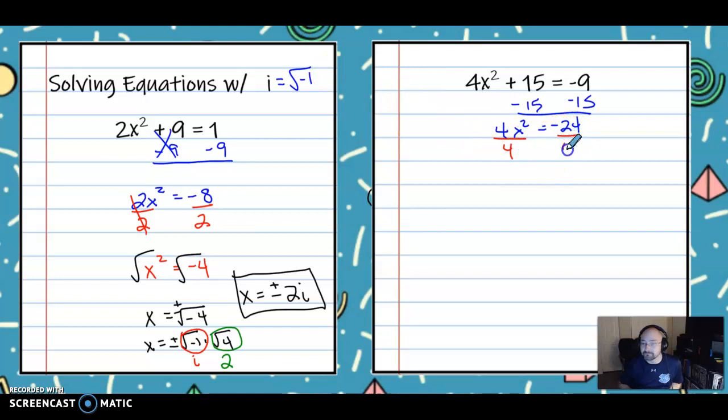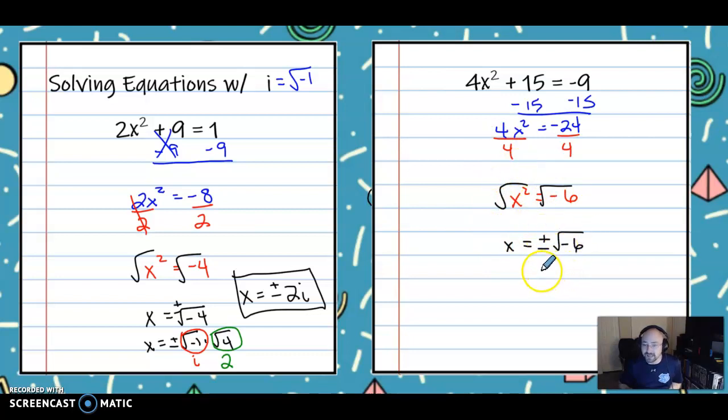Divide by 4 is going to make this x squared equals negative 6. And negative 6 is going to be a nice number for us because none of our perfect squares go into it. We can't really pull much out of it. So x equals plus or minus the square root of negative 6.